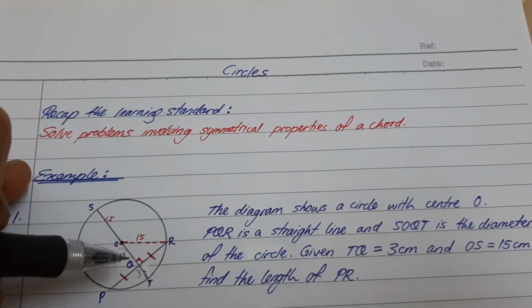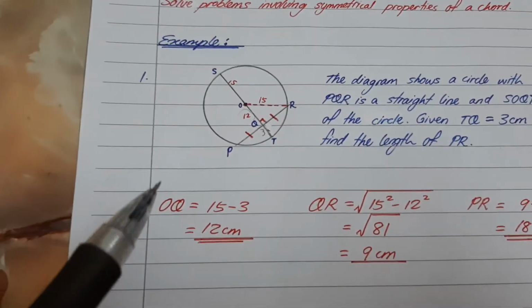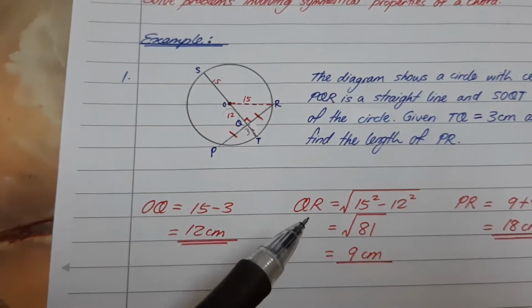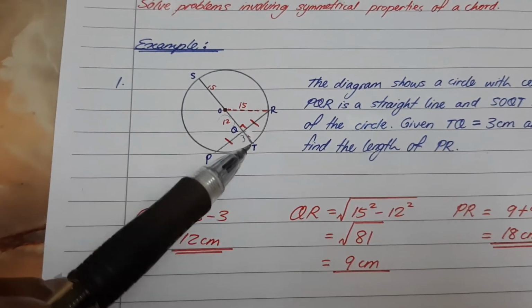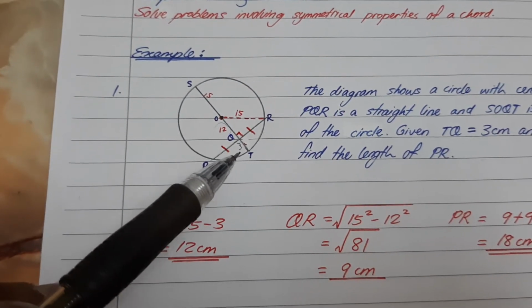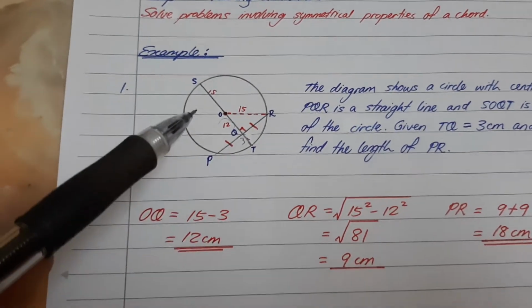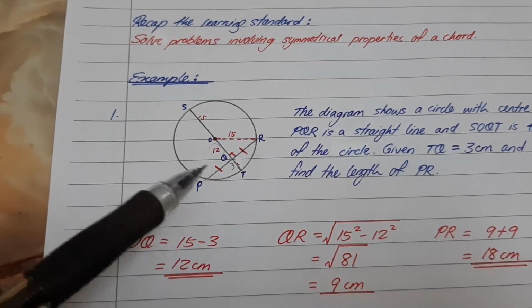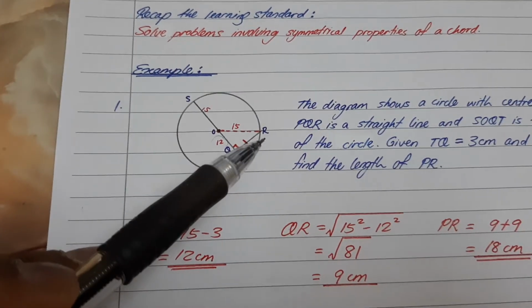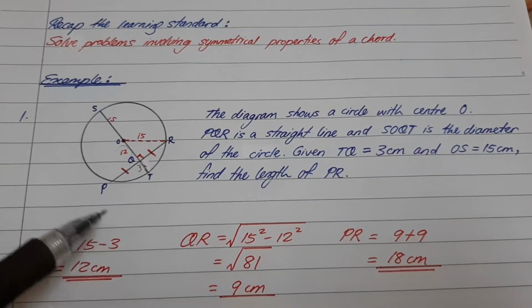Can I use Pythagoras theorem to find QR? So I used Pythagoras theorem to find QR. Just now, OT is 15, so 15 minus the 3 given, you get 12 cm. So you know OQ is 12. Then to find QR, you take 15 square minus 12 square, and you get QR is 9 centimeter. Then they ask you to find the length of PR.